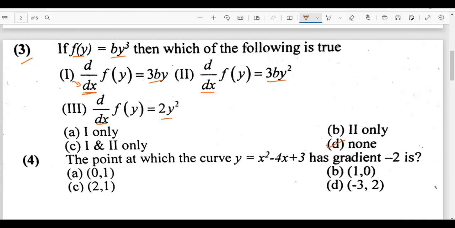All right, so let's talk about the fourth one now. It says the point at which the curve has gradient -2 is. Can you think about this? Say it again? It's the fourth question. It says the point at which the curve has gradient -2. So you need to find the point.